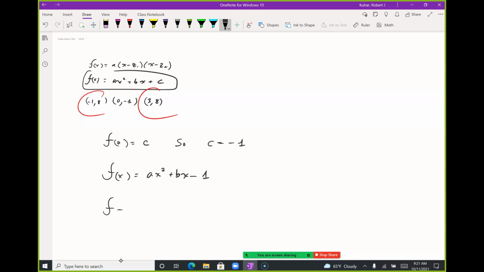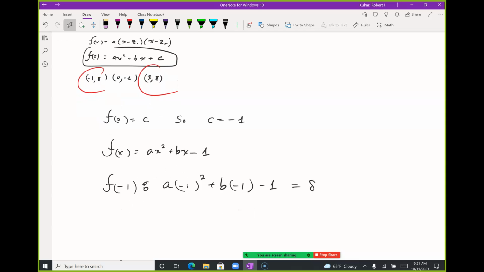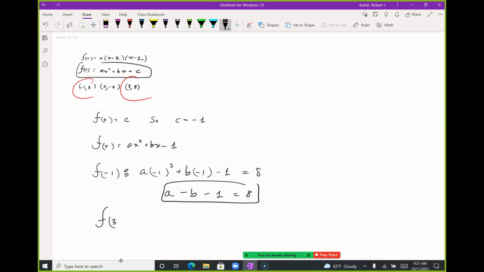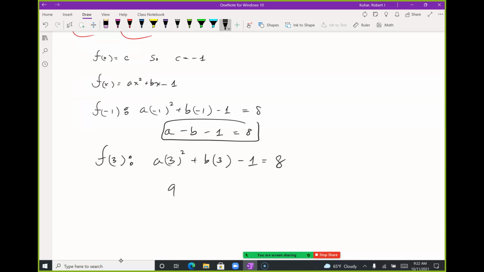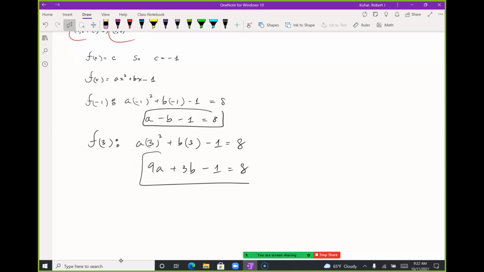When I plug in negative 1, I get a times negative 1 squared plus b times negative 1 minus 1, and that should equal 8. So I get a minus b minus 1 equals 8. There's my first equation in my system. And when I plug in 3, I get a times 3 squared plus b times 3 minus 1, and that should be equal to 8 as well. So 9a plus 3b minus 1 equals 8. There's the second part of my system.